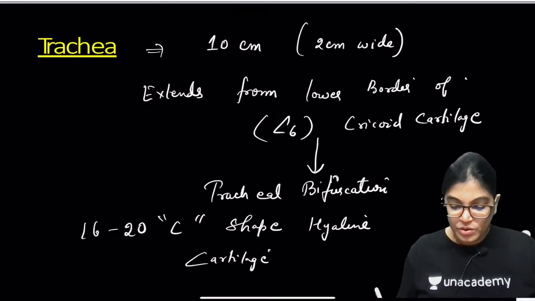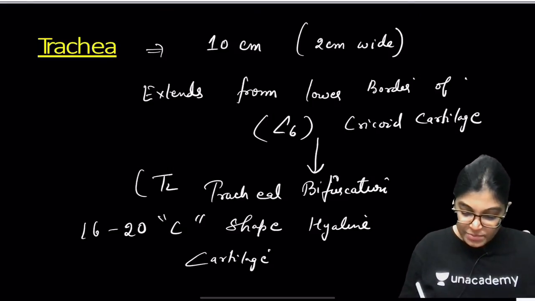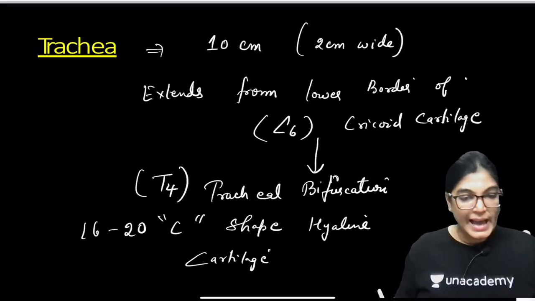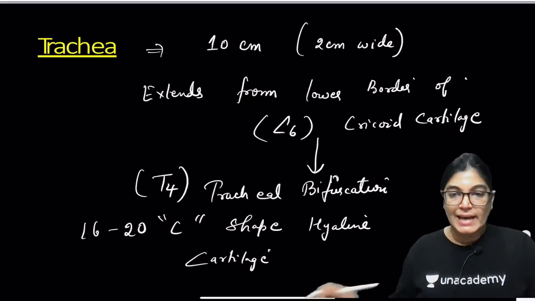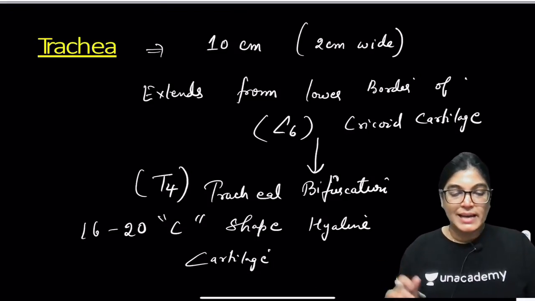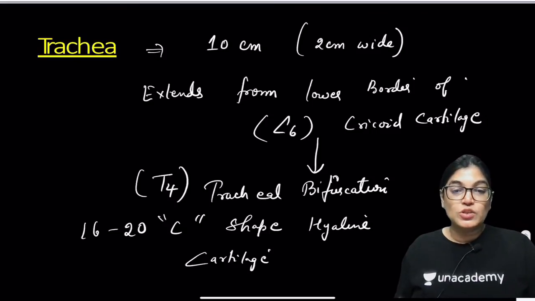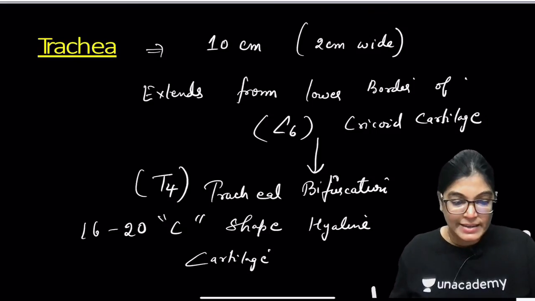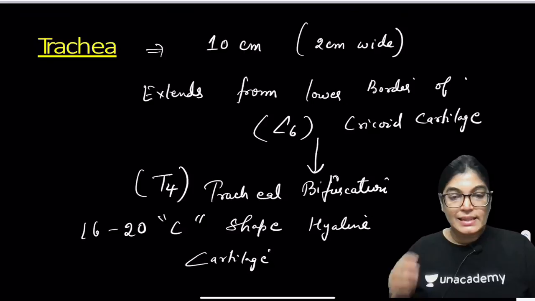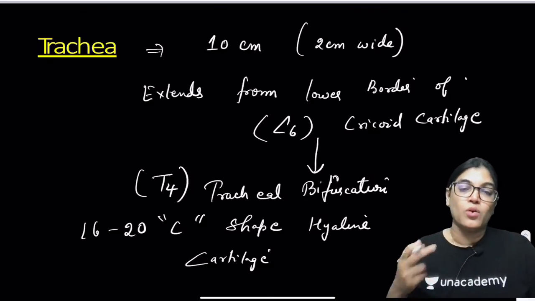Yes, up to T4. Yes, tracheal bifurcation, that means T4. Yes, Rangraj. Carina, yes, that is only called as carina. Tracheal bifurcation is called as carina. Absolutely right. So, 16 to 20 C-shaped hyaline cartilage is there, which is encircling the whole of the trachea.